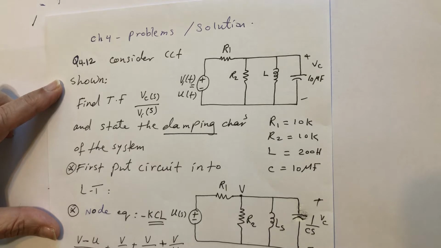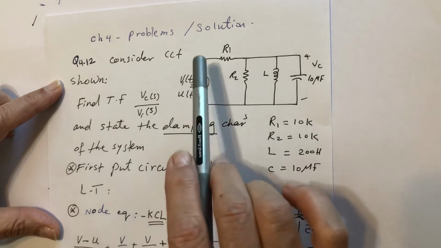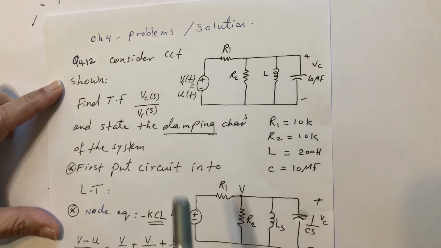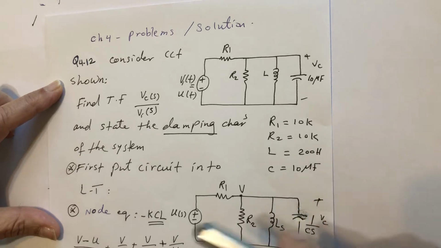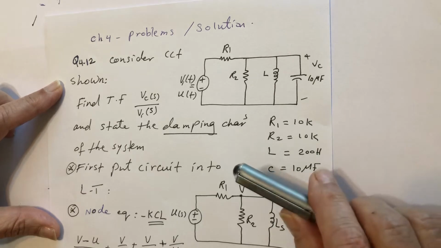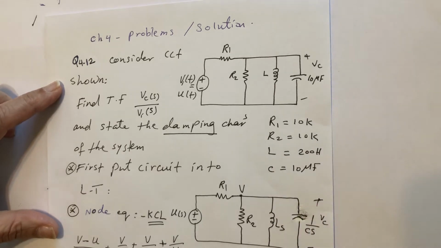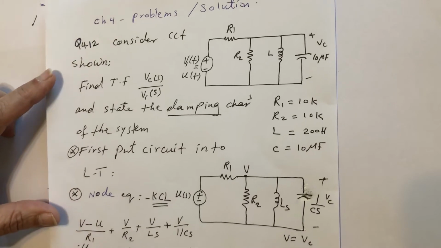And from this transfer function, after you substitute the values which are given to us, like I put here R1, R2, L, and C, then we'll find the transfer function. From the transfer function he wants us to state whether the system is underdamped, overdamped, or critically damped.